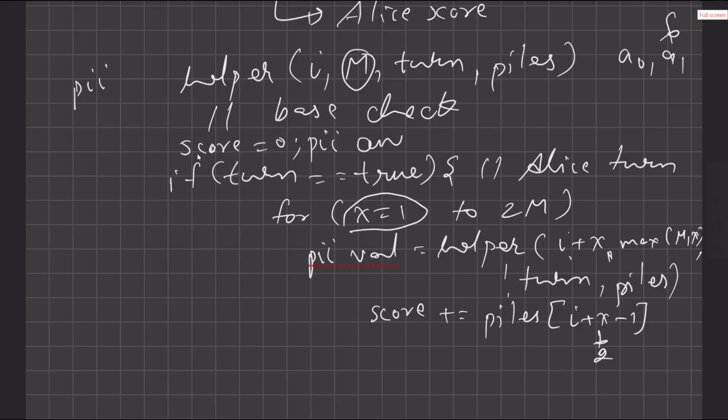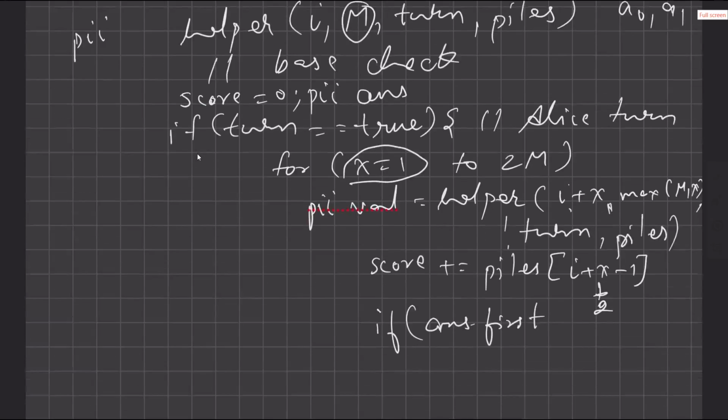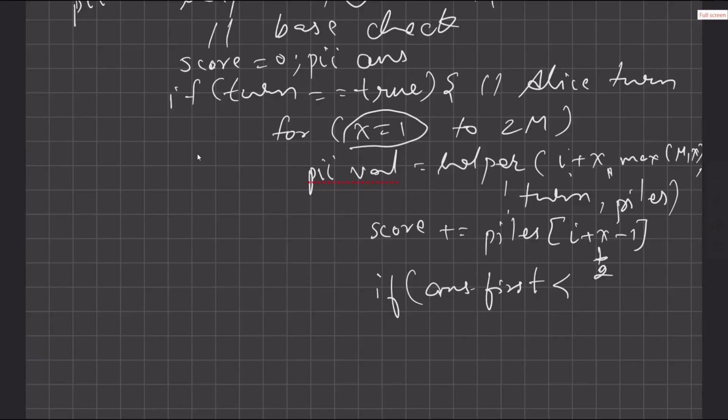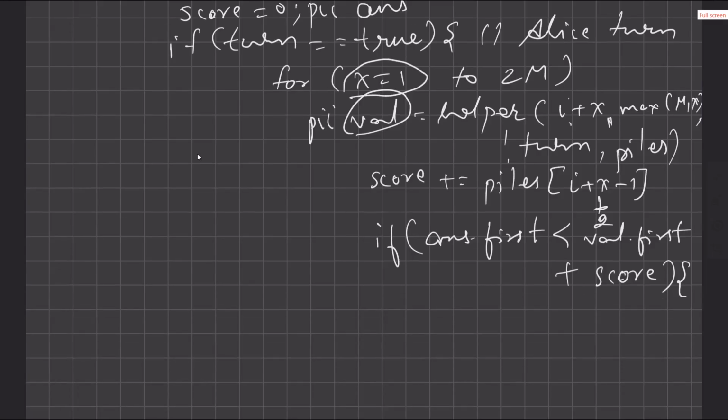We'll call it answer. We'll have to check if answer dot first, which means the score of Alice, is less than whatever we have got from the recursive function, plus the current chosen piles. If that's the case, then this is not the optimal solution, so we'll have to update the answer. It is going to be the value, and in answer dot first you're going to add this score.